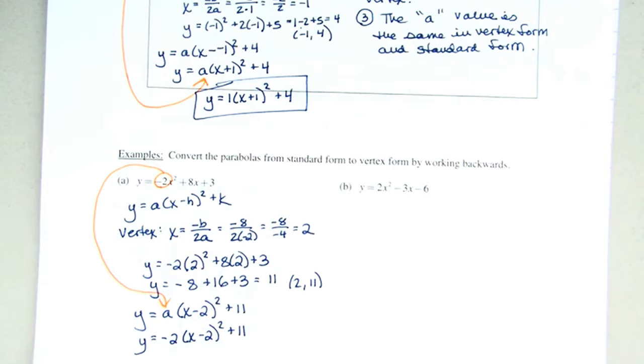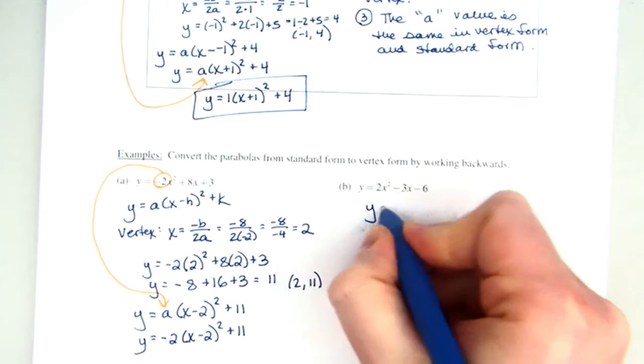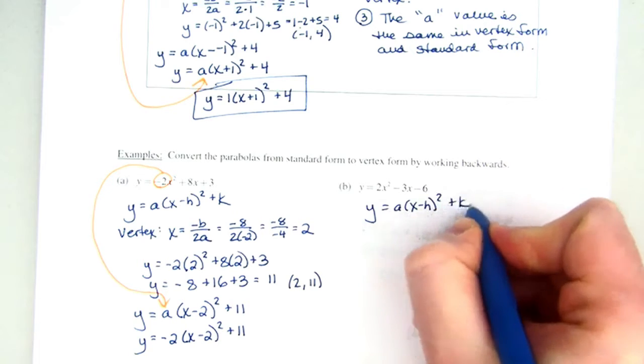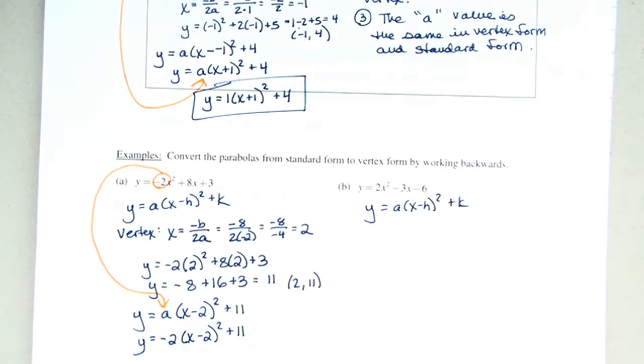One more. My answer is y equals a times x minus h squared plus k. Okay, can you take a moment and just find the x-coordinate of the vertex?